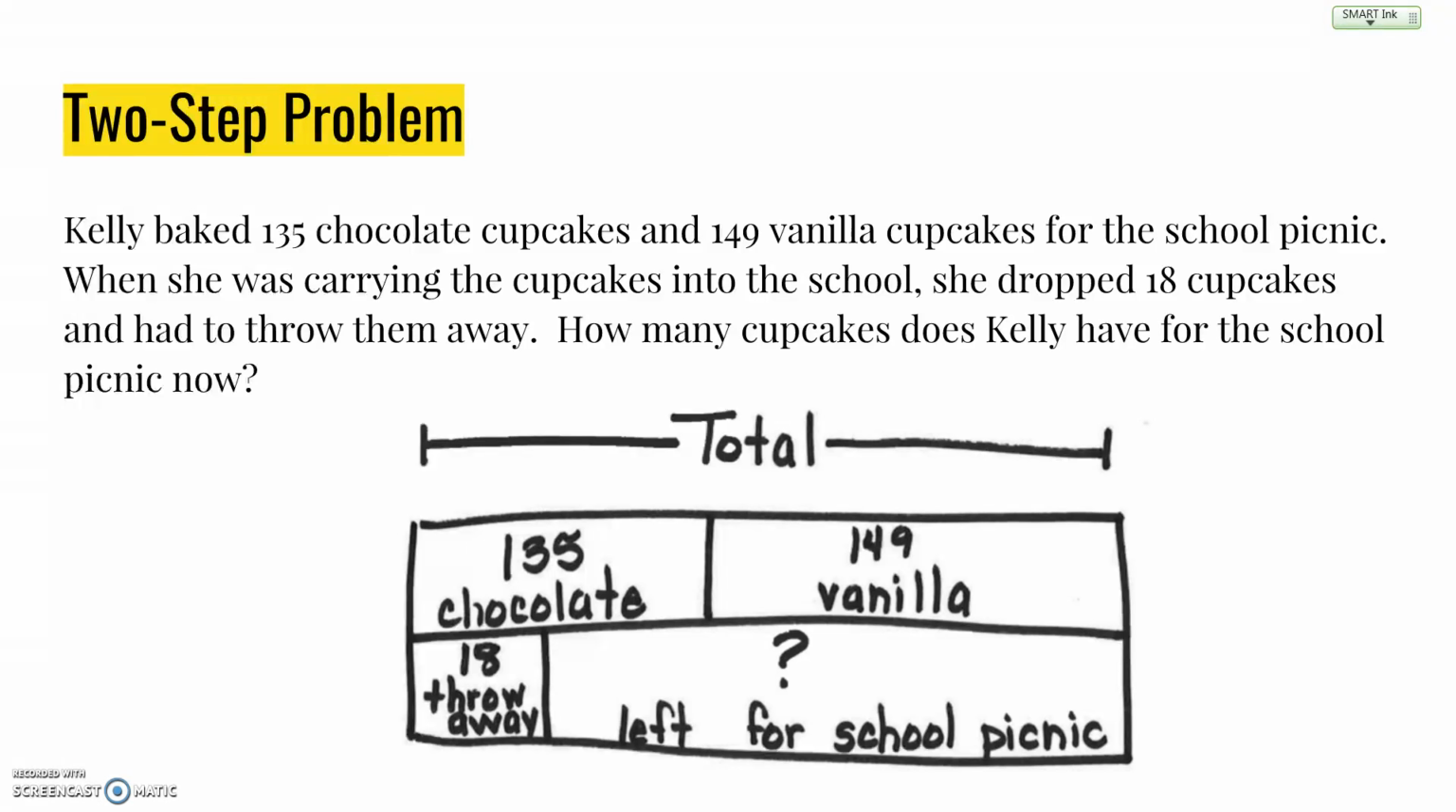So you can see that bar, that line that goes across the top, says that if you go the whole way across, that's the total. And then the bar below it says 135 chocolate cupcakes, 149 vanilla. And if you put those together, that would equal the total. Below that is the bar that says that 18 of the cupcakes got thrown away, and then the rest of them were still left for the school picnic. So we would add the 135 plus 149 to get the total, and then we'd have to take away the 18 to find out what's left. So we do addition and then we do subtraction.